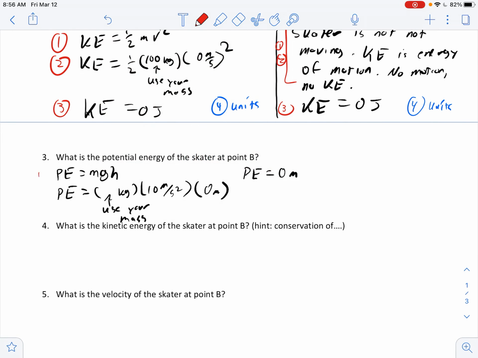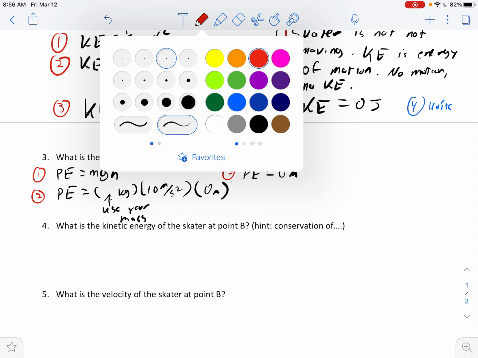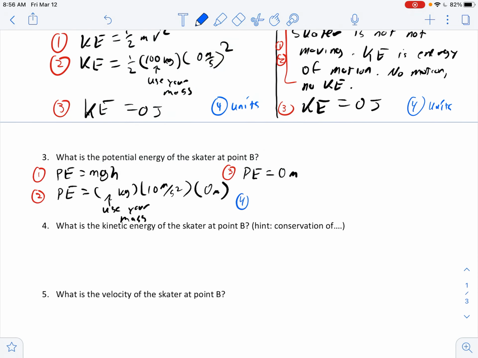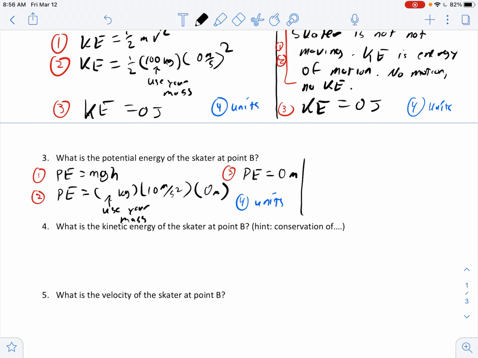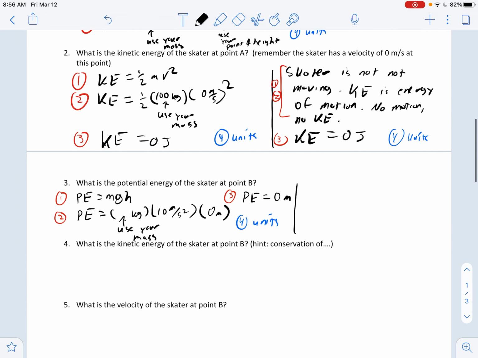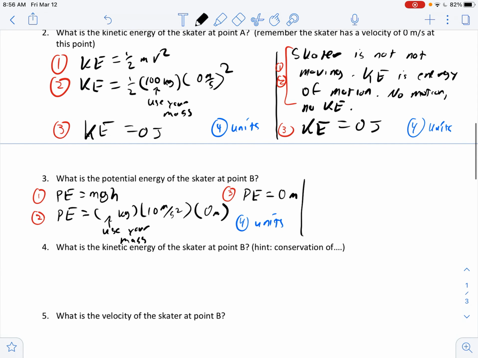Okay, as far as scoring goes, one for equation. You're going to have to substitute in, correctly calculate, and then, of course, units. Okay, I'm hoping that if you're watching this, you're kind of seeing the theme here. Now, this is another one where we could justify it with words to make an argument. Okay, so a skater has no height at B.